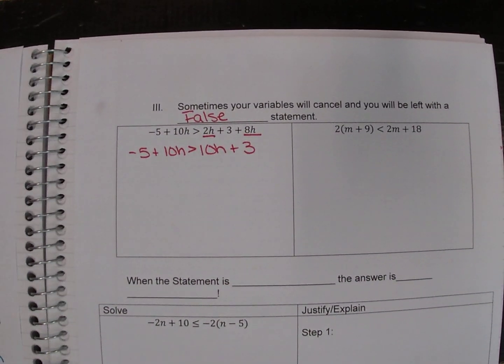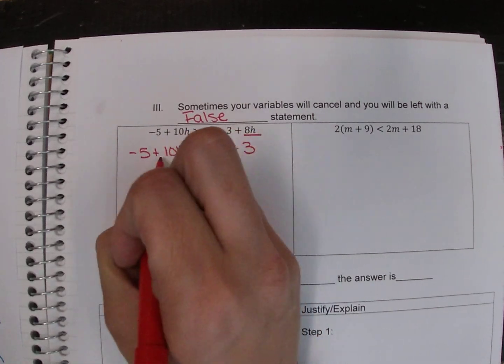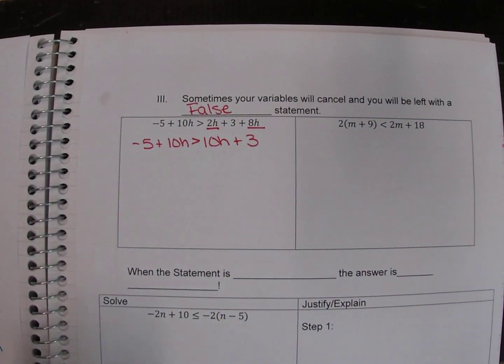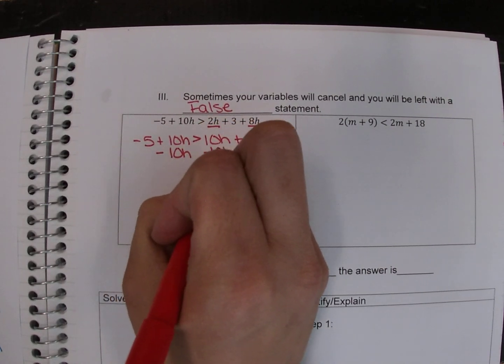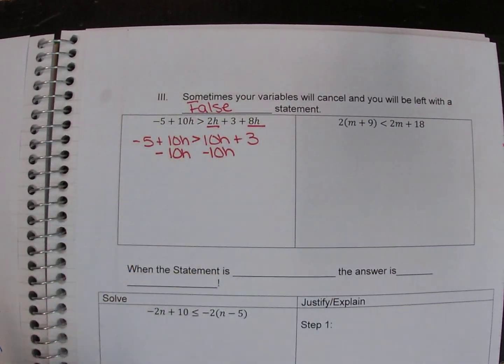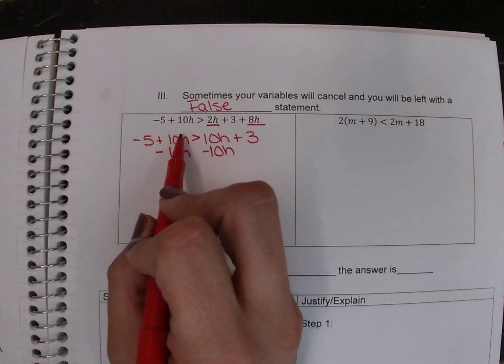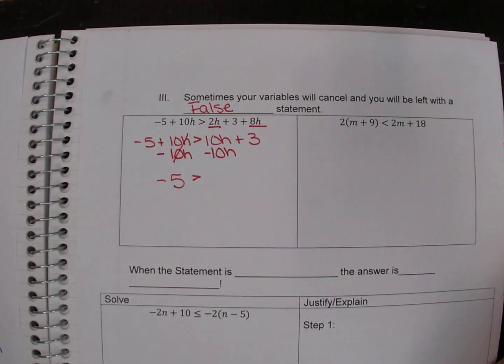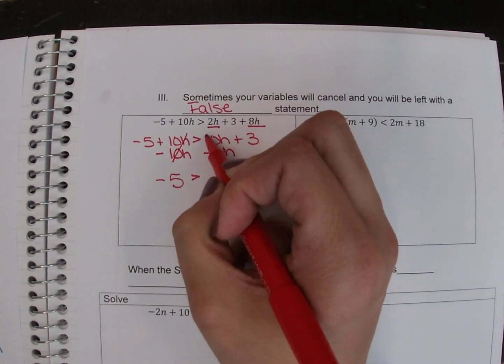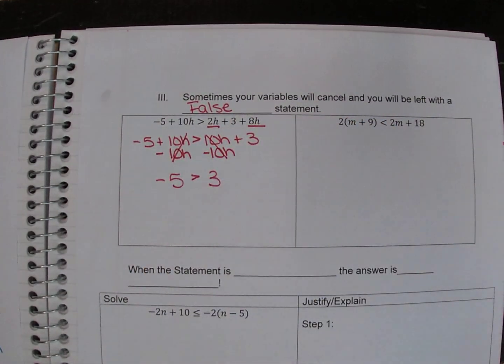Right? No like terms to combine on the same side, but we do have variables on both sides. So opposite side, we are using the opposite sign. I'm writing it once under each place I see that variable. So 10h minus 10h just cancels out. I'm left with negative 5. 10h minus 10h cancels out. I'm left with a positive 3.